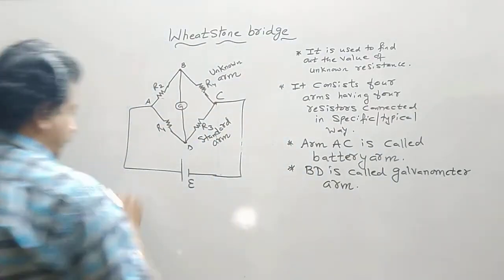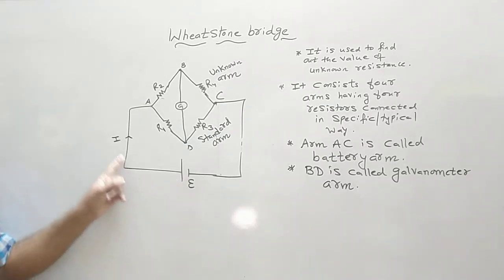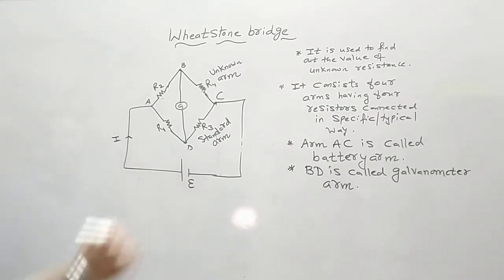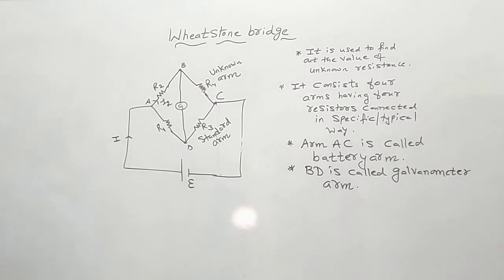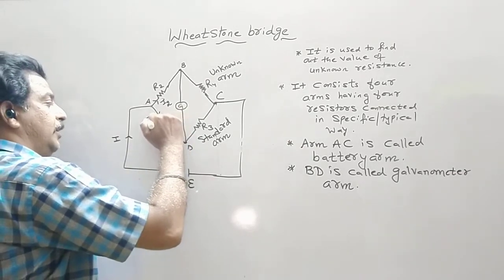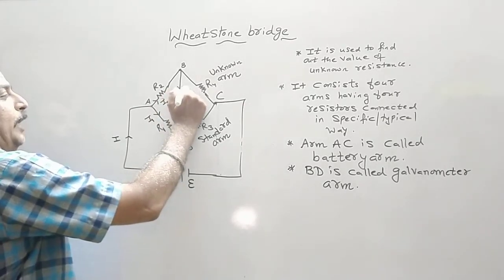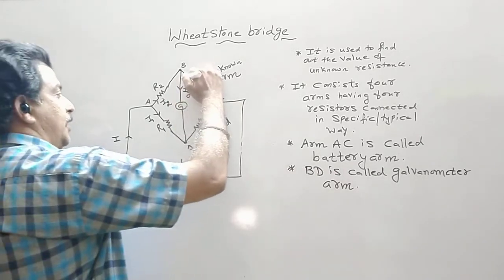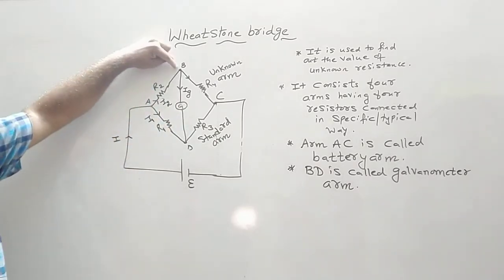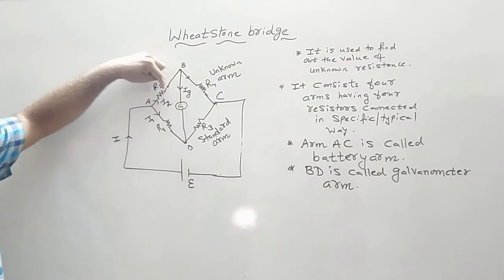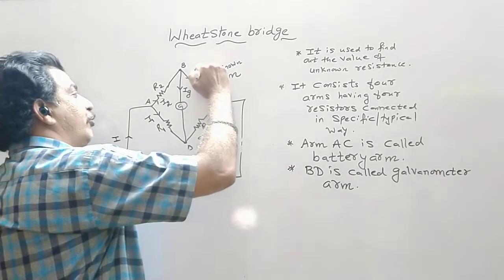Now suppose a current I flows from a battery or a cell to a junction A. Let the current flowing through R2 be I2, and through R1 it is I1. The current flowing through the galvanometer is Ig. Then, applying Kirchhoff's law, I2 is approaching B, Ig is going inward, so the remaining current is I2 minus Ig. Let us name it I4.